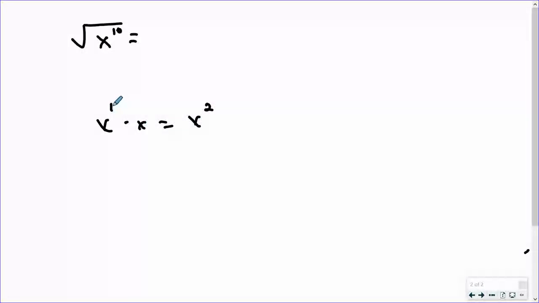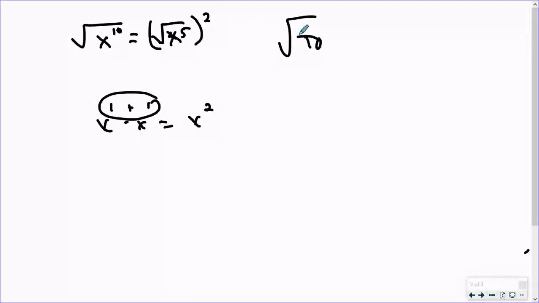So what I'm doing is I'm taking these and I'm adding them. So what I want to do here is I want to take these and I want to split them into 2. So I want to get x to the 5th squared. There's 2 of them. So this is the square root of x to the 10th, the square root of x to the 10th.